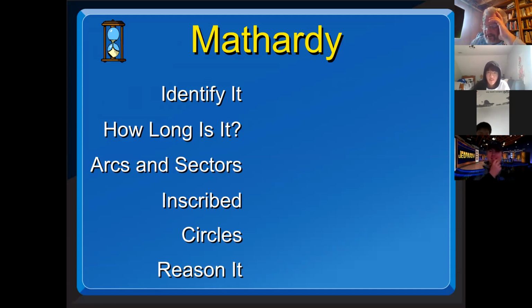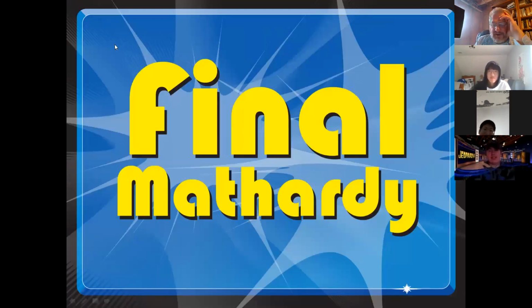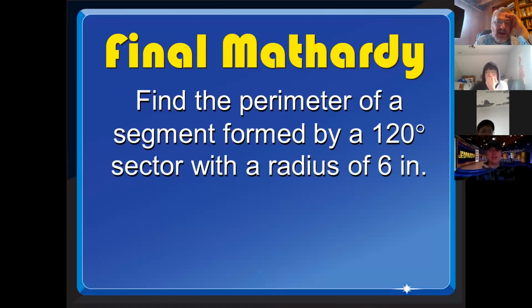Harry, did you get my message? Yeah. Okay. Does that sound good? Yeah. Okay. So I sent it all to you. Ready? Yep. Here we go. Find the perimeter of a segment formed by a 120-degree sector with a radius of 6 inches.